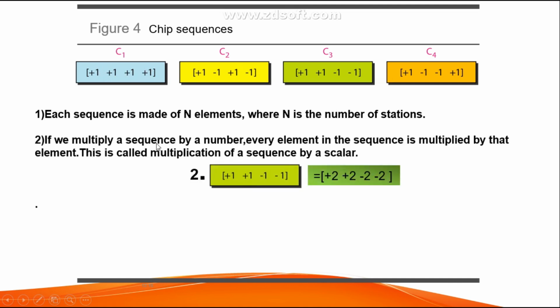Second, if we multiply a sequence by a number, every element in the sequence is multiplied by that number, which is called multiplication of a sequence by a scalar. So for example, this is a chip sequence we have taken, and we are going to multiply it by 2. Then what would be the result? 2 into plus 1 is plus 2, 2 into plus 1 is plus 2, 2 into minus 1 is minus 2, and 2 into minus 1 is minus 2.